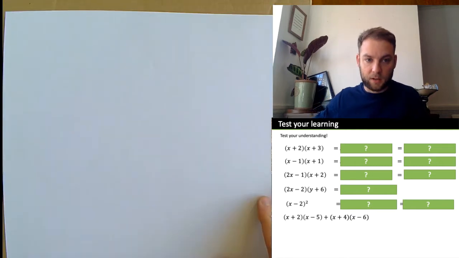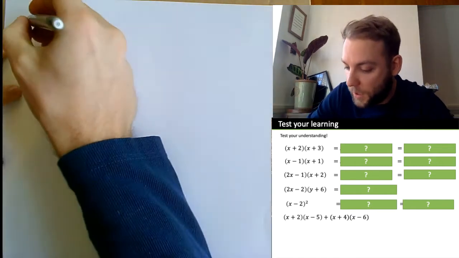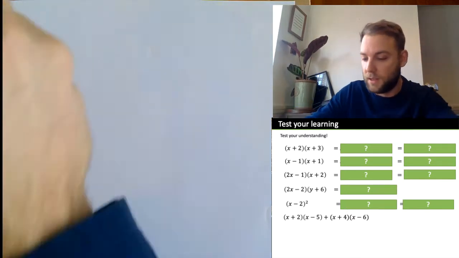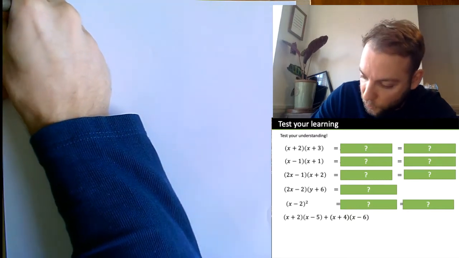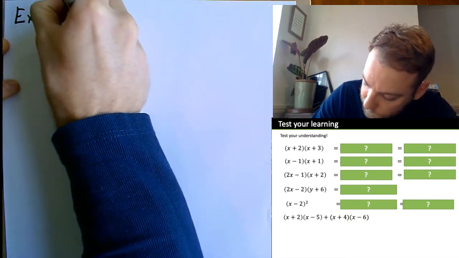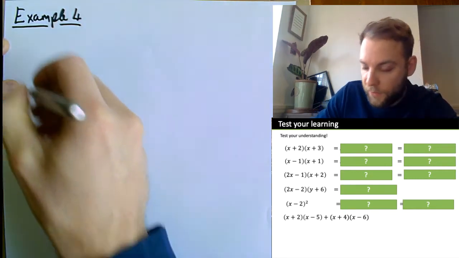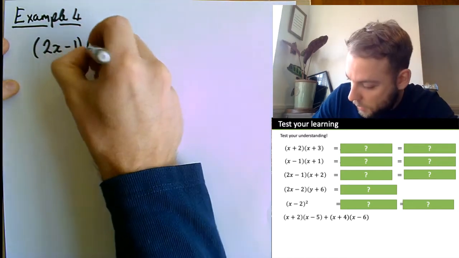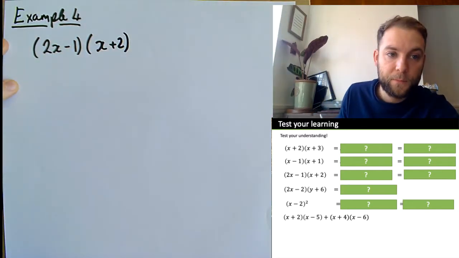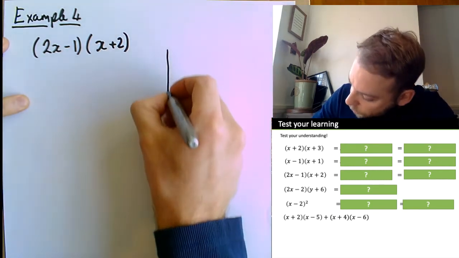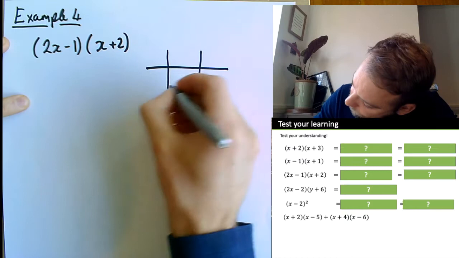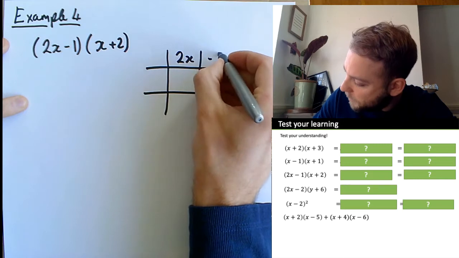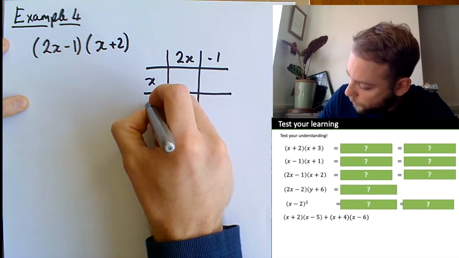So this next one's a little bit harder because we've now got a 2 here, but still not that difficult. Remember to get these examples down. The only way to learn maths is to do it. So this one here is example 4. We've got our first bracket, which is 2x minus 1, and x plus 2. So with this one, we draw our grid out. Remember, this is representing the areas. We've got 2x minus 1 and x plus 2.